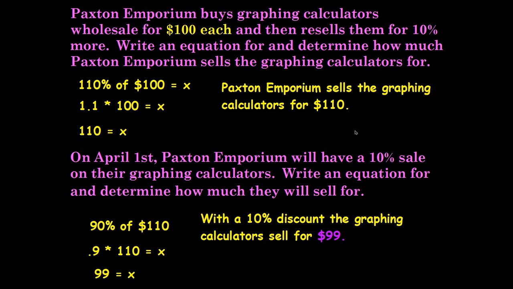x. And then, as always, we want to try to get in that habit of rewriting the answer at the end to make sure it's very clear. So I would say Paxton Emporium sells the graphing calculators for $110.